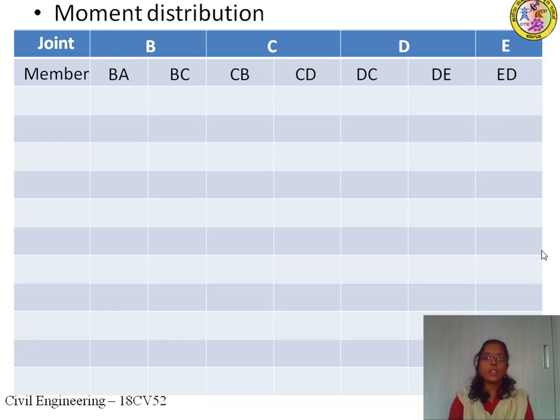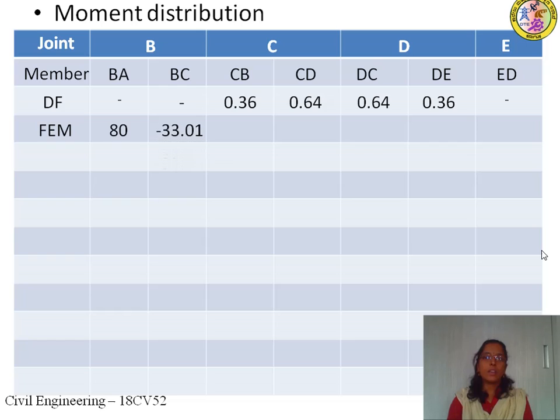Okay, so the next step is to write the distribution factors. Distribution factors are calculated for C and D. So for CB 0.36, CD 0.64, and for DC 0.64, and DE 0.36. Okay, next we have to write the fixed end moments. So MFBA is 80 kilonewton meter and MFBC is minus 33 kilonewton meter.